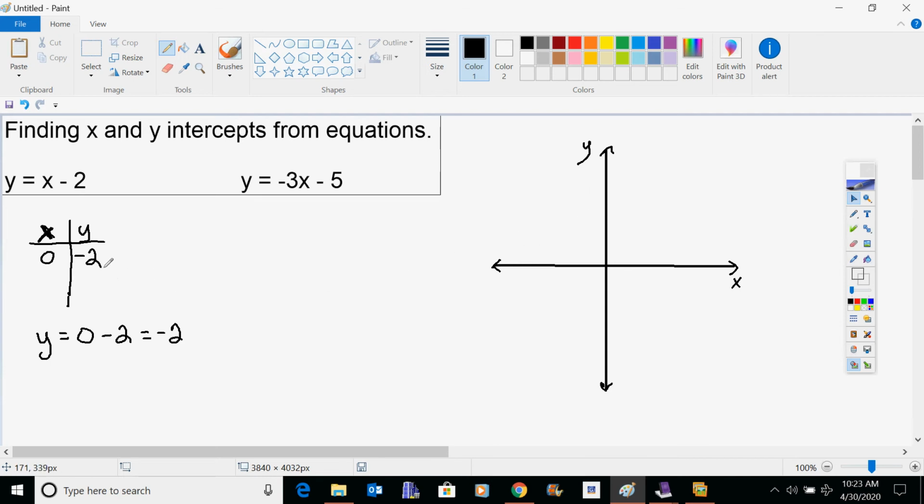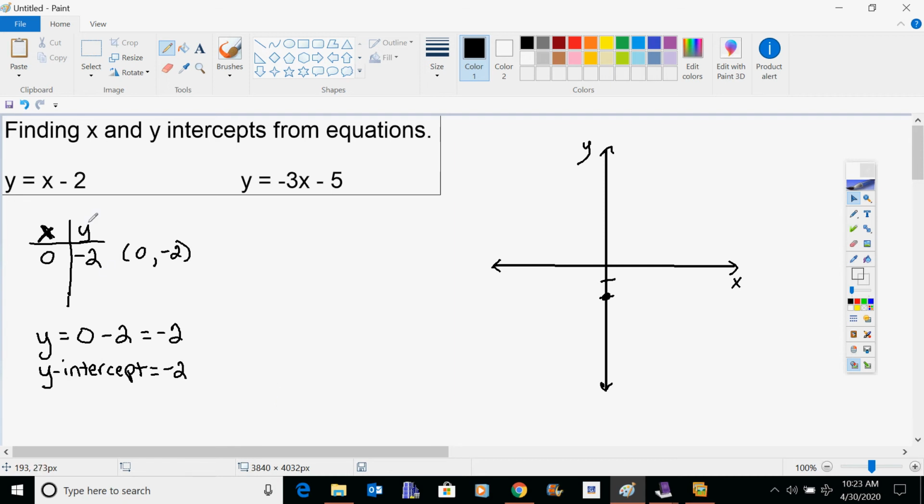So let's think about what this ordered pair 0, -2 looks like. Okay, 0, -2 would go 0 this way and down 2. So here would be one of your points. Notice that that point is on the y-axis. So what that tells me is when I fill in 0 for my x value, I have found the y-intercept, which equals -2.